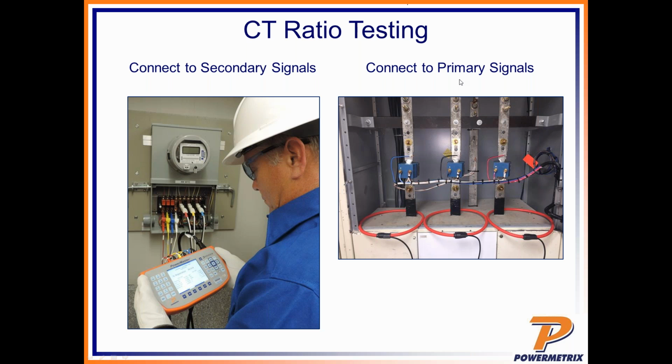For primary signals, everyone's seen these. These are the 36-inch Rogowski coils that are the flex CTs. You can use high voltage probes, the SR752 probes, lots of different options there. But the main point is you've got to be measuring your primary current and you've got to be measuring your secondary current at the same time if you want to do that CT ratio test, right?